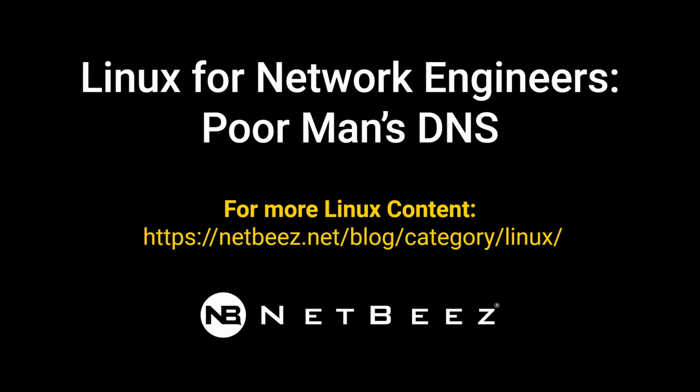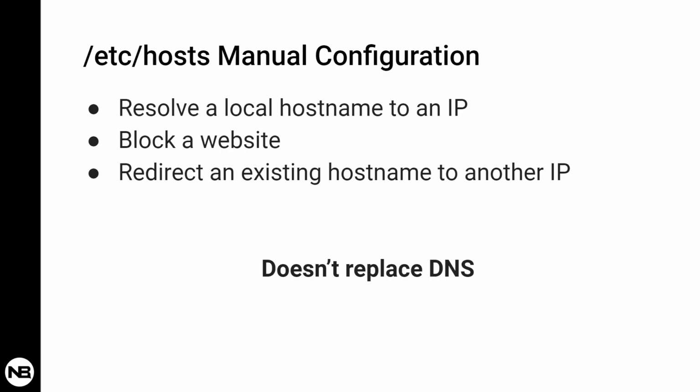Today we'll talk about what I call poor man's DNS, which is a way to do some manual configurations on a machine that are only local though, right? And the way that this can be done is by manually configuring etc hosts. We're going to use this to show you three different things. One is how to resolve a local host name to an IP or any host name to an IP, how to block a website, and how to redirect an existing host name to another IP.